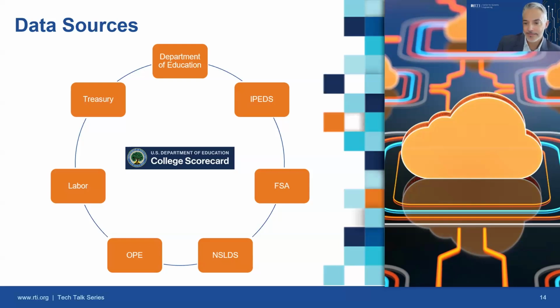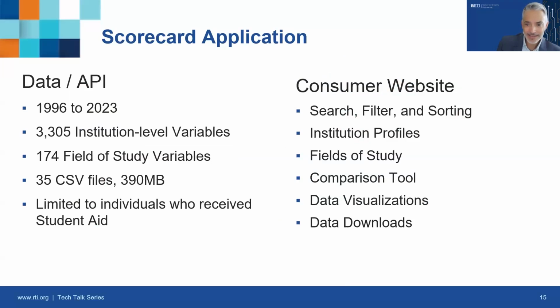Next slide. All right, so a little description of our application. It consists of two parts: an API to store and serve the data set, and a website for our consumers. The API is publicly available, and the website calls the API just as any third-party developer might. Here at RTI, we definitely like to test the edge cases of Microsoft Excel, with over 3,000 columns in the main institution files.